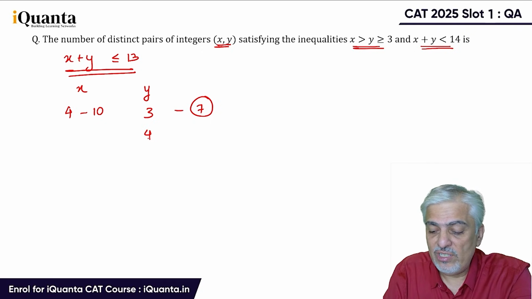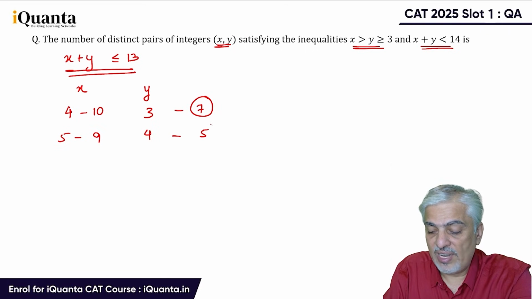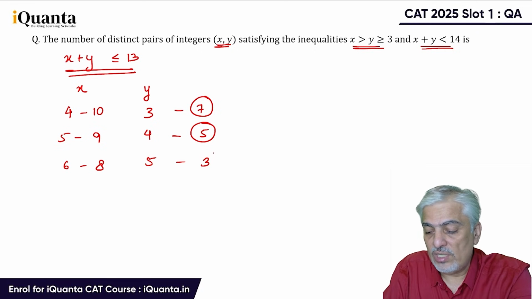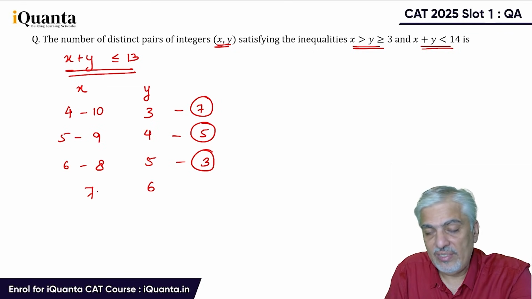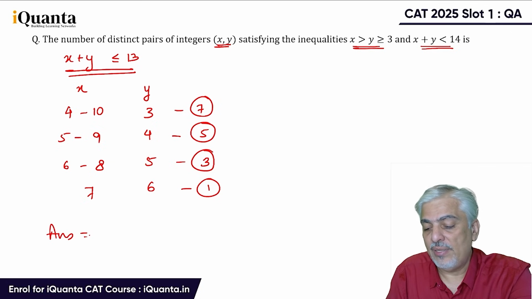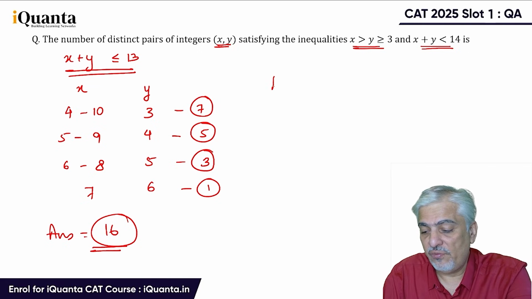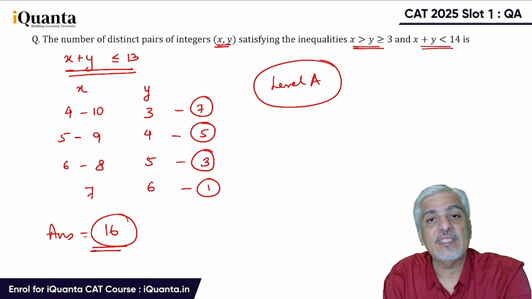Okay. When y will be 4, x can be 5 to 9. So this will become 5 solutions. When y is 5, x can be 6 to 8. That is 3 solutions. When y is 6, x can be only 7, which is 1 solution. Answer is 1 plus 3 plus 5 plus 7, which is 16 solutions or 16 distinct pairs. Very, very, very simple question. Definitely level A question. Such questions you should definitely get in the test scenario.